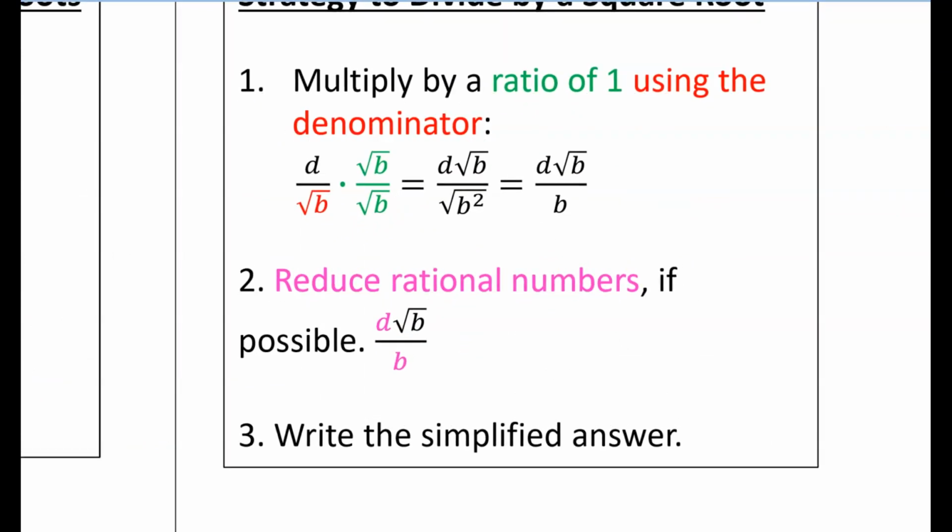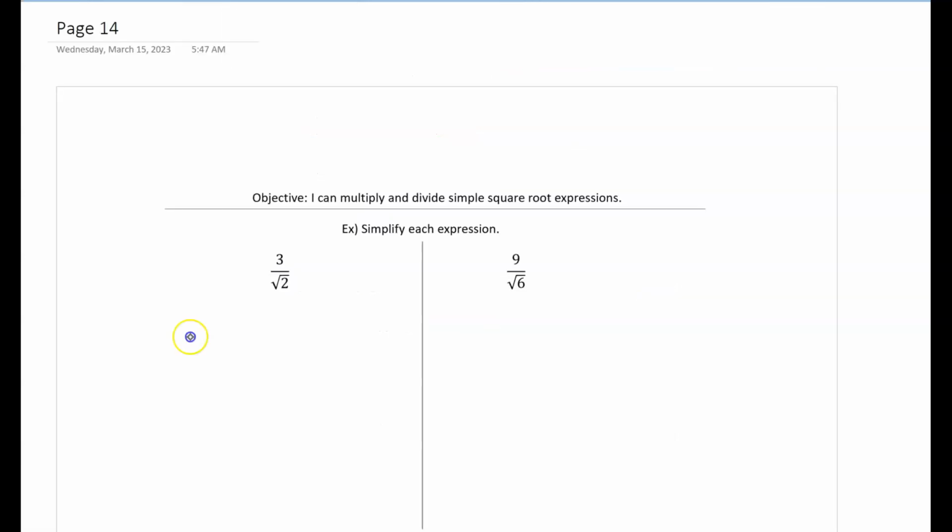You're going to multiply by the ratio of 1. Again, it's just whatever is in the denominator, you multiply top and bottom by that same value. You reduce rational numbers if possible. So after we do that first step, don't always take for granted that we're done. We may have to simplify. And then we go ahead and write our simplified answer.